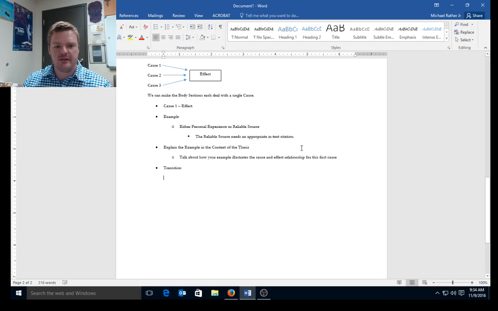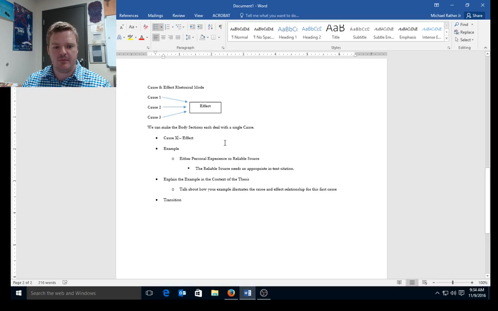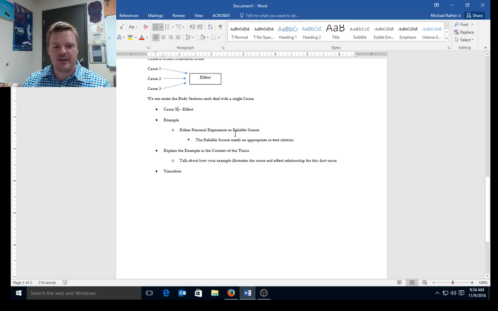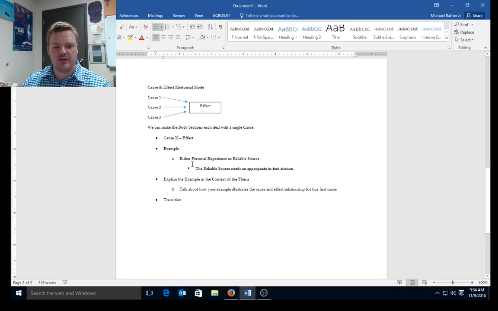Now this would be, I'm going to pick cause X there because this would be repeated 3 times. So that's how the body sections are affected by this structure.